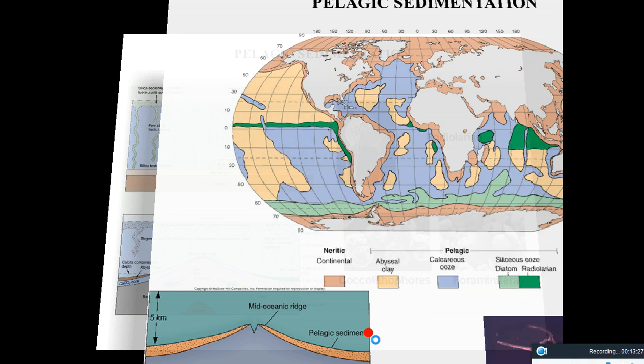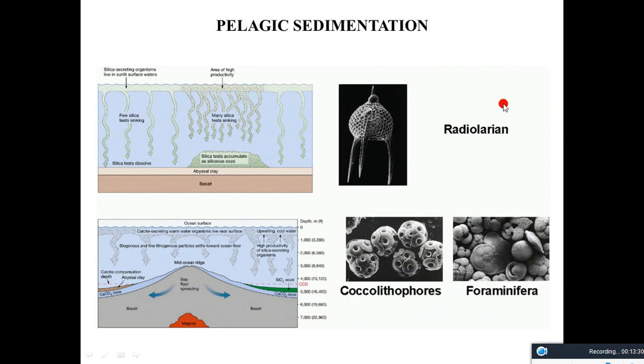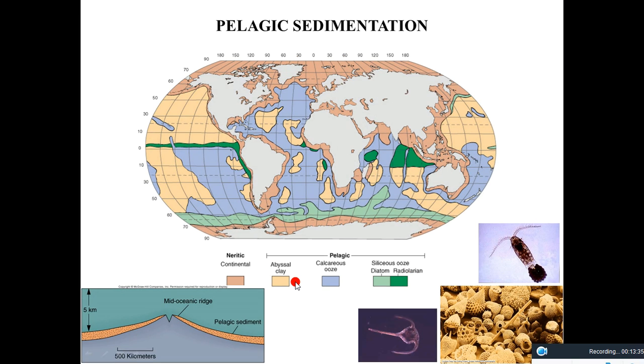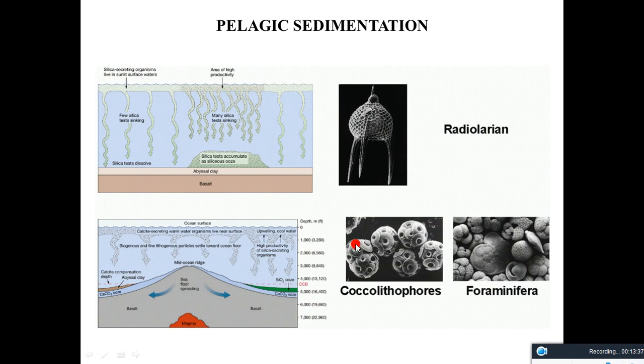So radiolarians, coccolithophores, foraminiferas along with diatoms are also present. So here in this example you can see this is showing the depth from the surface of the ocean water. There is a zone which is known as CCD, carbonate compensation depth. Okay, below this carbonate dissolves, and here we find silica deposited.